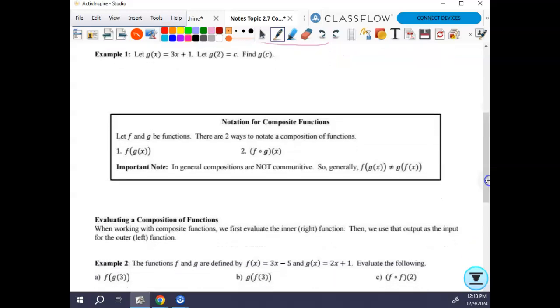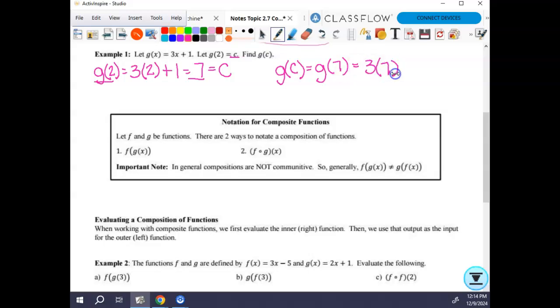it says let g of x equal 3x plus 1, g of 2 equals c. We're going to find g of c. So the first thing I need to find is c. And so if I do g of 2, that is 3 times 2 plus 1, that is 7. So g of 2 equals 7, and g of 2 also equals c. So basically, c is equal to 7. So when I want g of c, that is g of 7, just 3 times 7 plus 1 is 22.